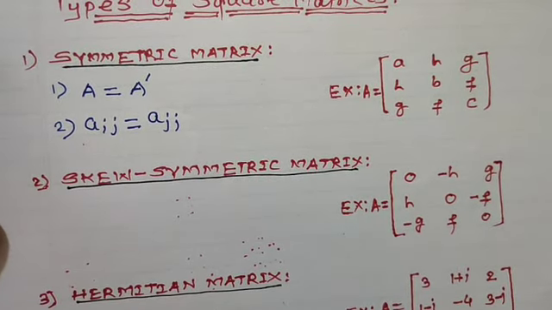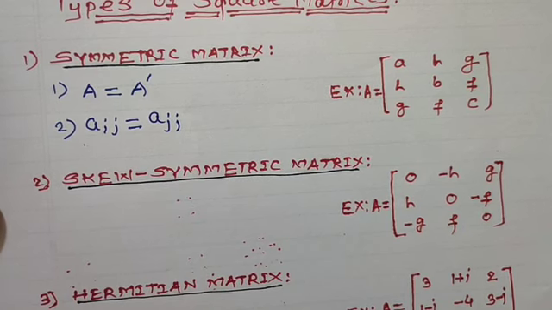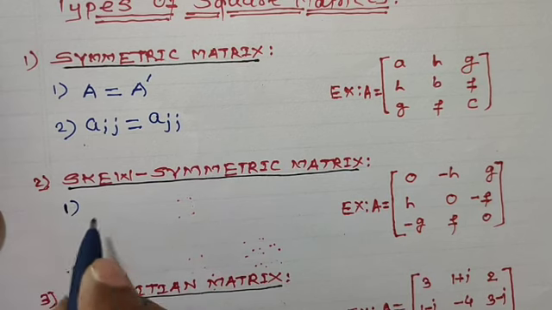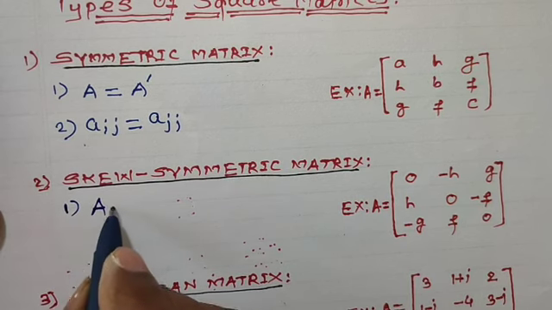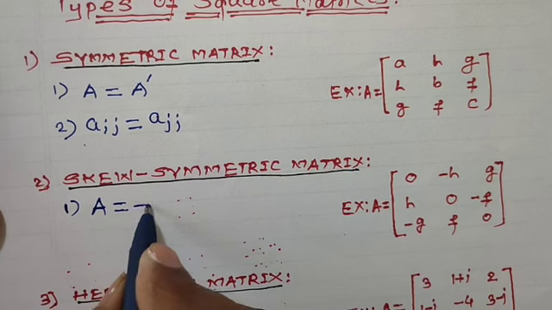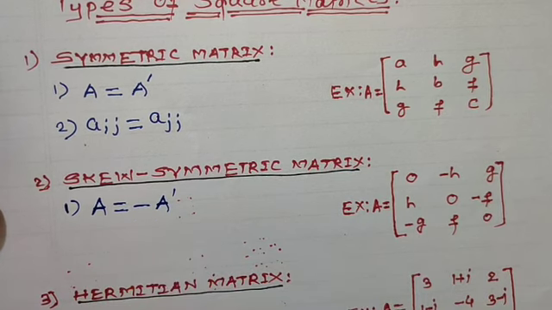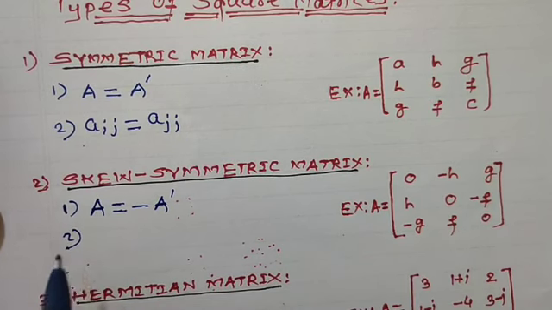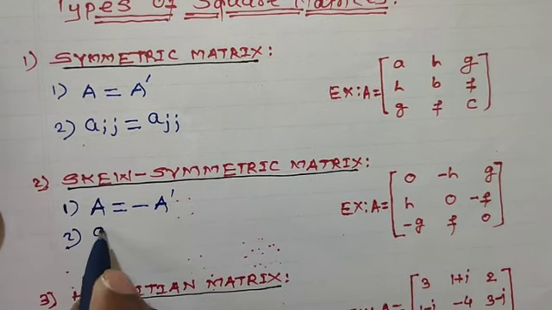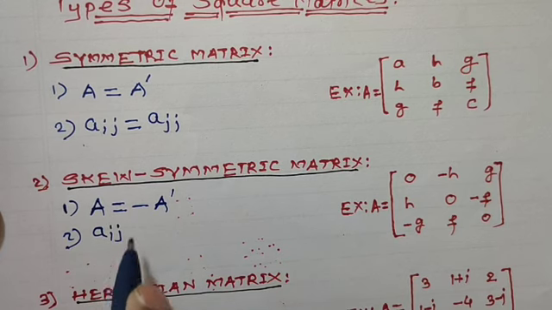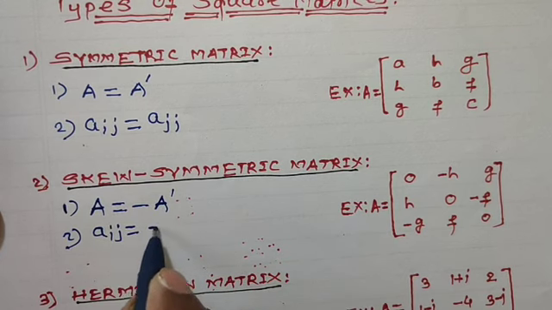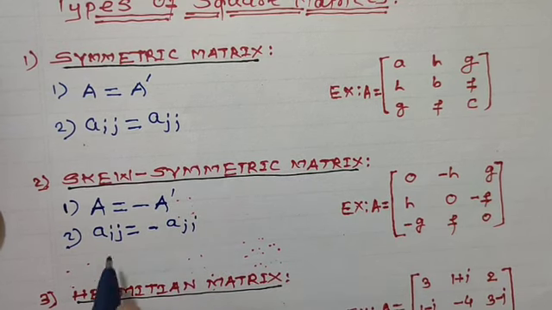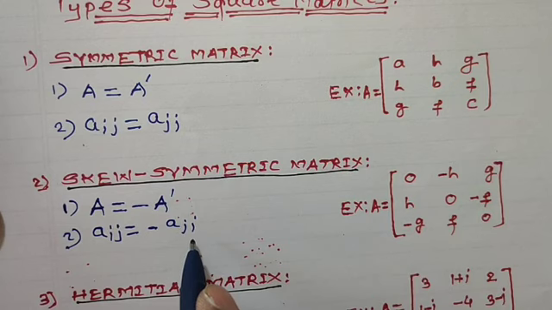Let us know about the next type, that is skew symmetric matrix. A square matrix A is said to be skew symmetric if it satisfies these conditions. Condition number 1: A is equal to minus of A transpose. This is the condition in terms of matrix. Number 2, condition in terms of elements: the element lying in ith row, jth column is equal to minus the element lying in jth row, ith column.